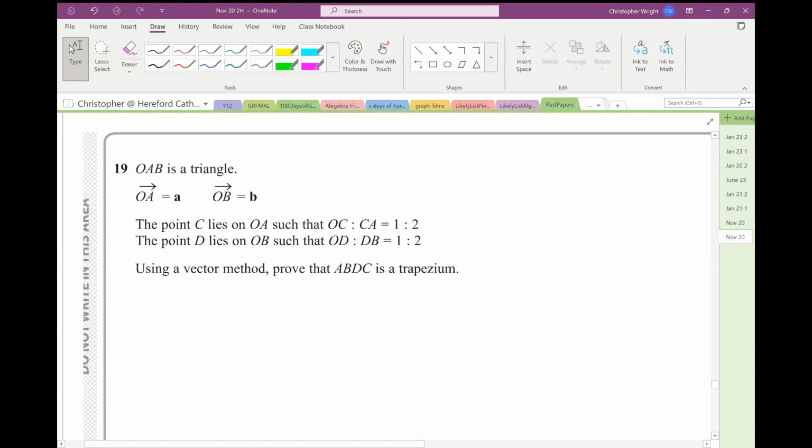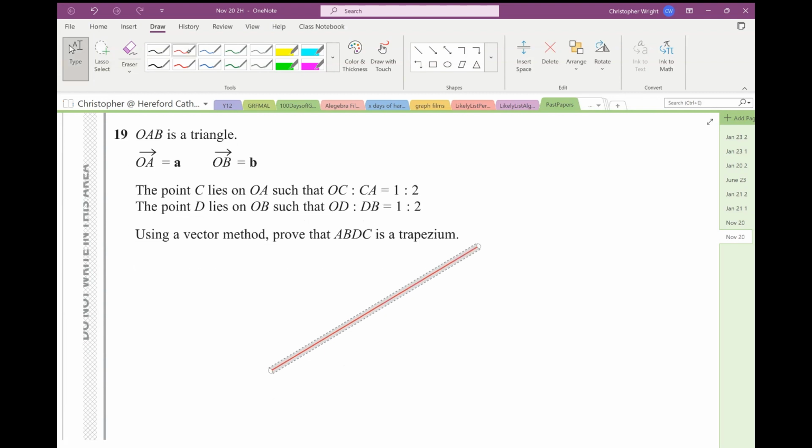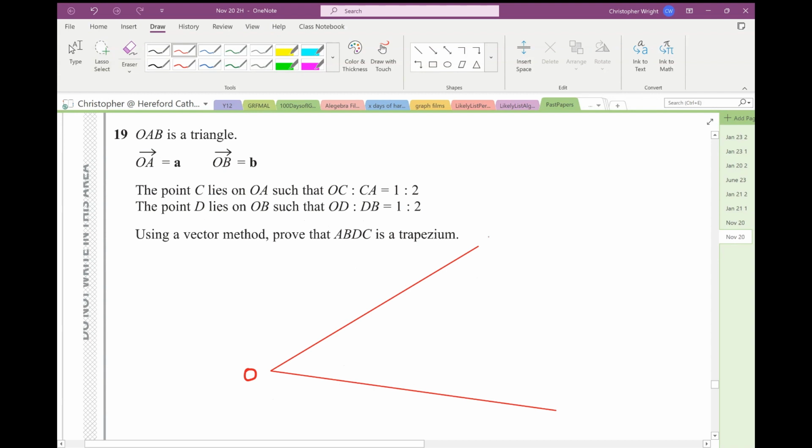Question 19. Okay, vectors. OAB is a triangle. Right, let's draw OAB. So let's have O to A, maybe like that. And then let's have O to B, maybe like that. O, A, B. So it's a triangle. So let's complete the triangle. There we go. All right, and it tells me that O to A, that's the vector A. O to B, that's the vector B.